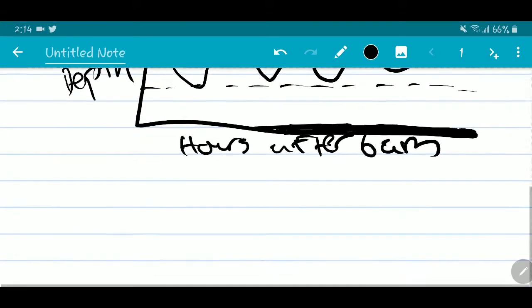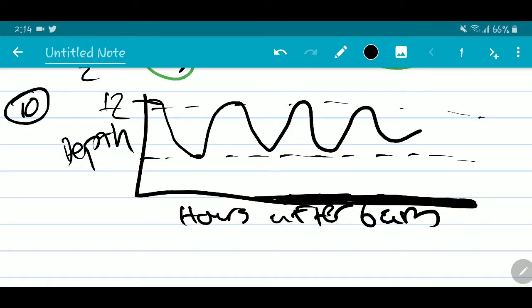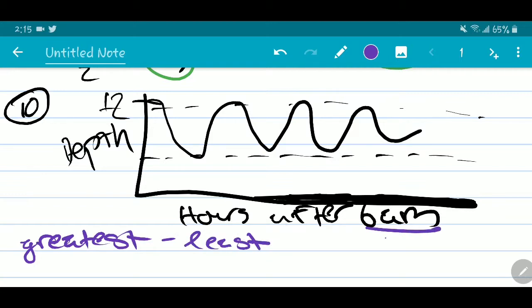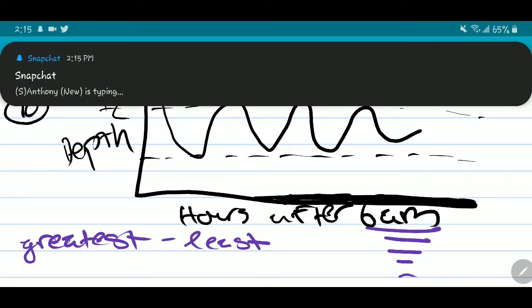So what we can basically do is, it's asking for, let's go ahead and put that in a different color, for the greatest water depth minus the least, greatest minus least. And remember, this is the key, after 6 a.m. So basically, you can look at the chart and then go ahead and subtract the greatest. It's pretty obvious once you look at the graph where the greatest is and then where the least is.